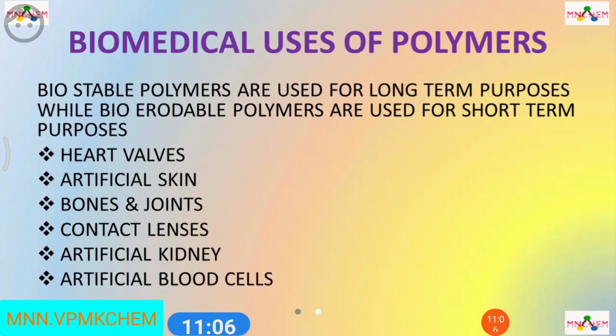The list of biomedical uses is mentioned here. These polymers can be used for the preparation of heart valves, artificial skin, artificial kidneys, artificial blood cells, bones and joints, contact lenses, and many more. So these are a few biomedical uses listed here, and we need to understand the two important purposes. If we want to use it for a long-term purpose, we need to prefer the biostable polymers, and for short-term purposes, we'll be going with the bioerodible polymers.